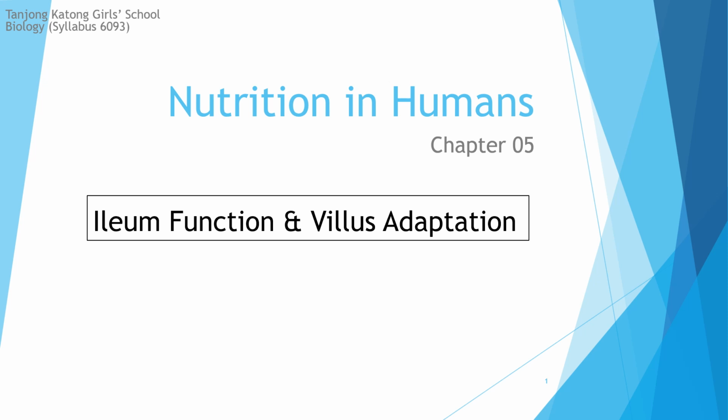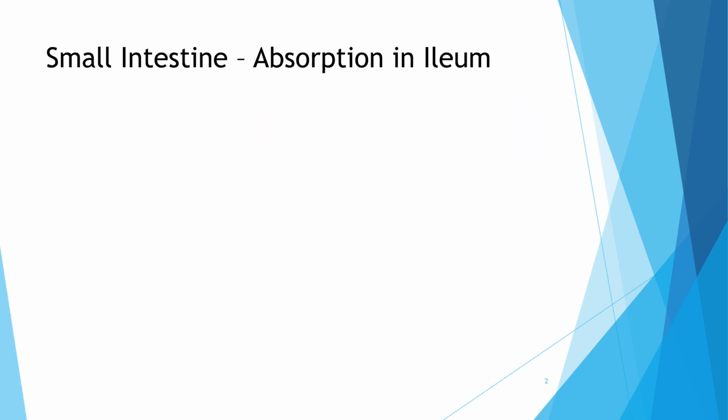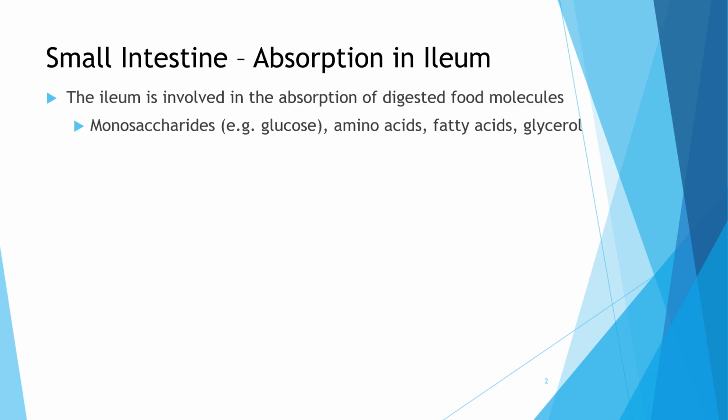Hi, in this segment of the chapter, I will be sharing with you the functions of the ileum and the adaptations of the villi in the ileum. Okay, so let's begin. You know that digestion occurs in the duodenum of the small intestine. After digestion, the food will continue its journey and move on into the ileum, and that's where the nutrients will be absorbed.